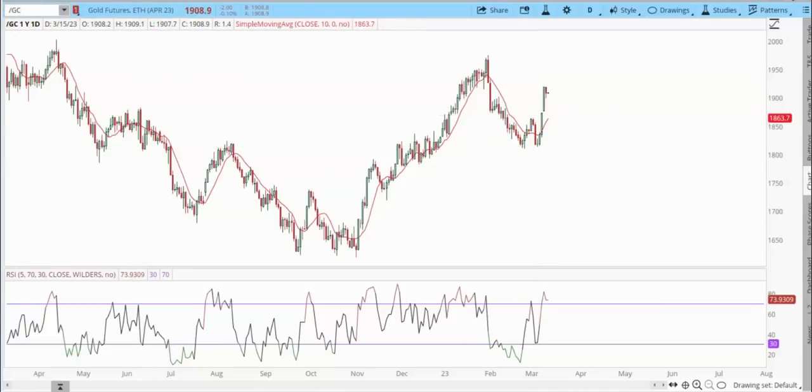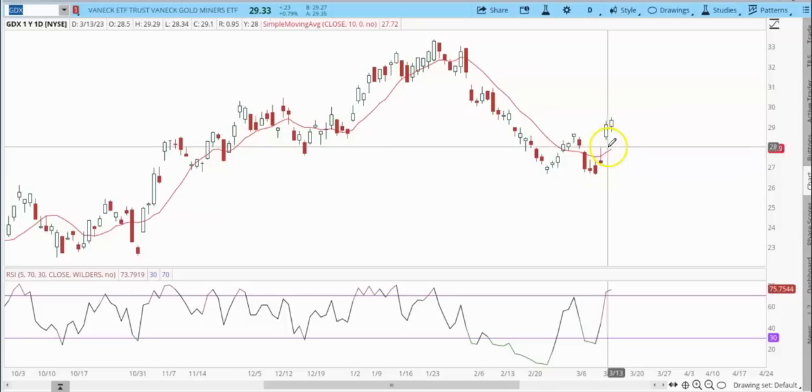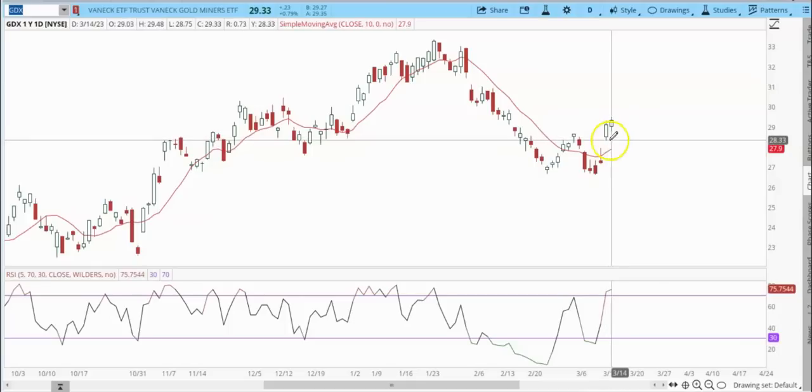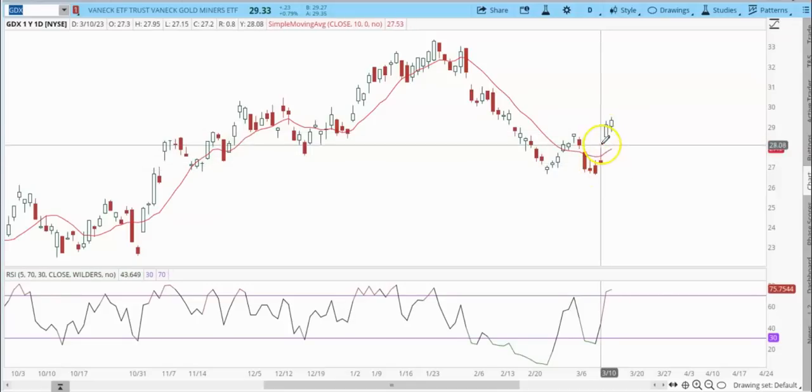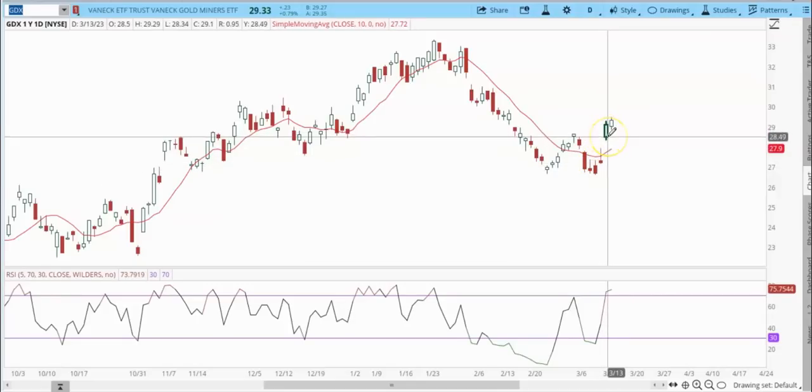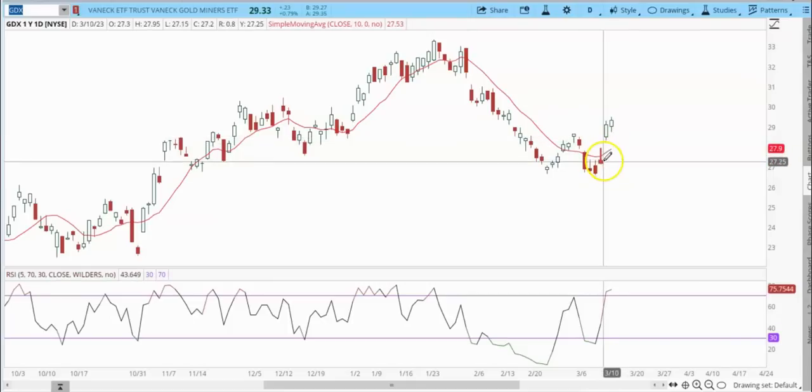Now, let me go over to miners. For the mining sector, if you got in Monday morning, you got in right here, and you're not really chasing here because this is only day 2 of a new daily cycle, and it may be a new intermediate cycle. If it's a new intermediate cycle, then we've got weeks and weeks to run yet. If you bought on my recommendation Monday, you're not chasing. You got in about as close as you can get.